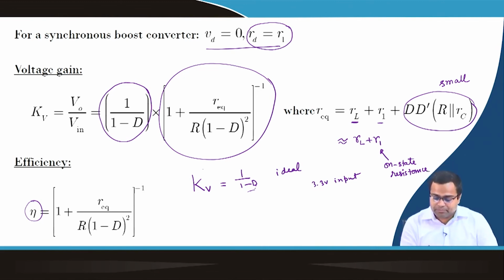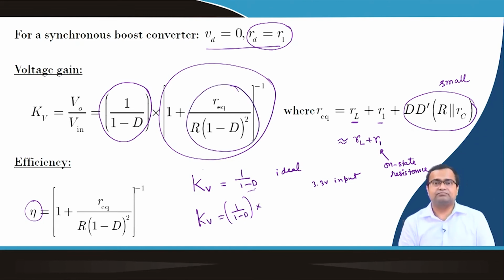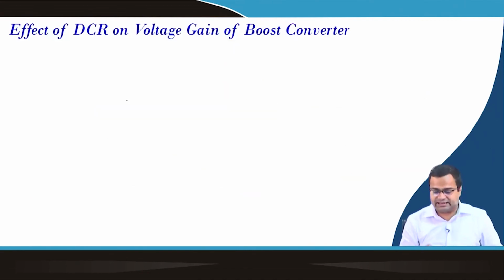Why? Because in the practical case the 1 by 1 minus D term is there, but there is a strong dependency on the duty ratio in this term, and when the duty ratio increases, this term becomes smaller and this term becomes quite large, and your voltage gain will start dropping, and this shows a nonlinear characteristic of the voltage gain.